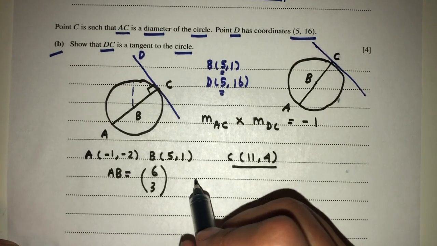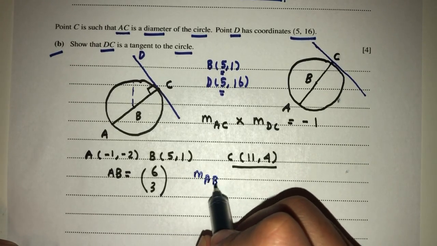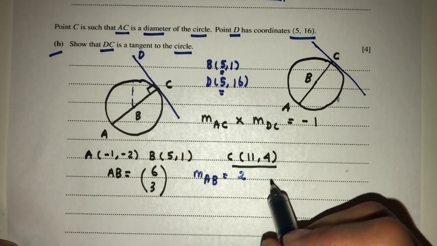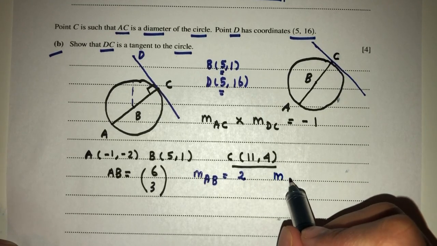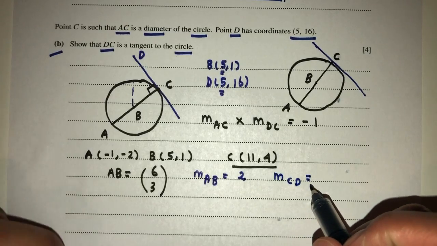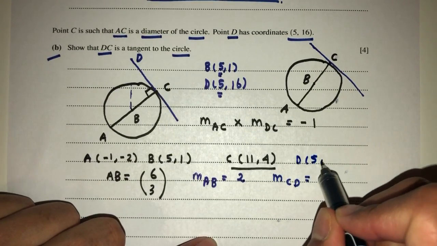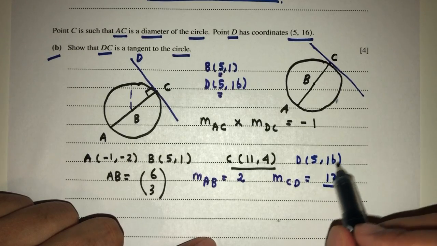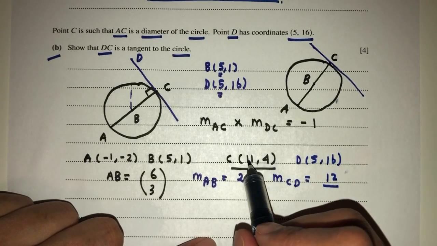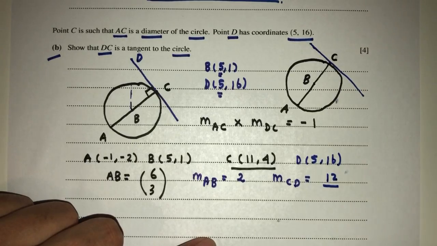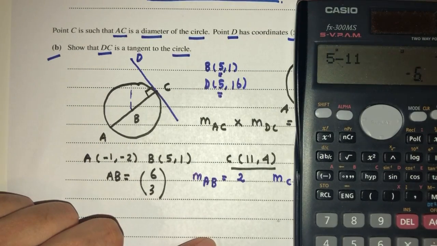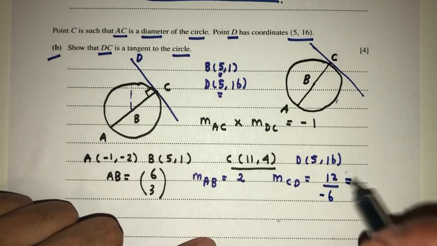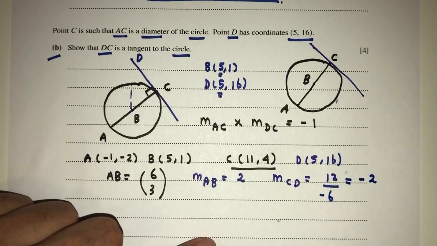So the gradient of AB is height divided by base, that will be 1/2. Now we have to find the gradient of CD. So the point D is (5, 16). y2 minus y1, 16 minus 4, it will be 12. 5 minus 11, this should be what? Let's check. That will be minus 6. The answer should be minus 2.